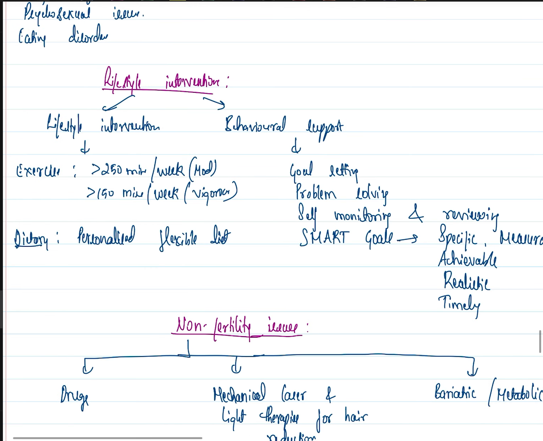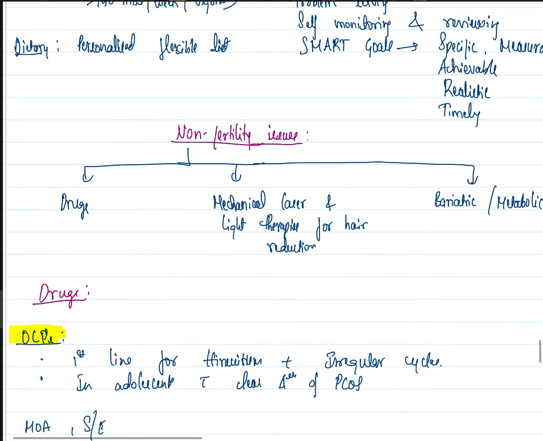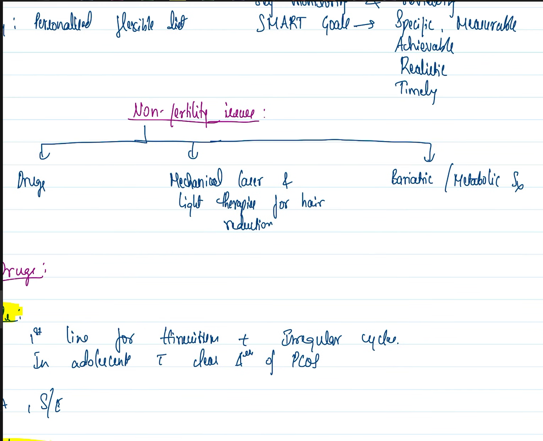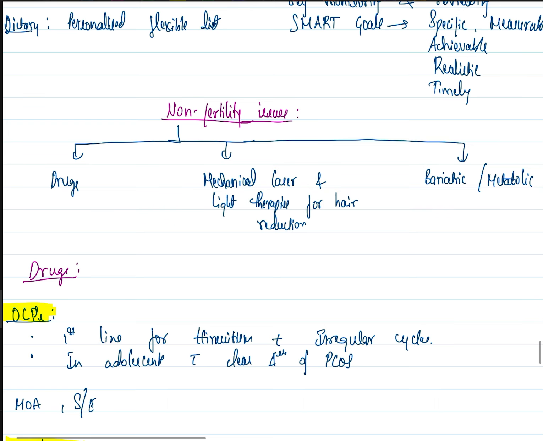You have to intervene in their day to day activity and tell them this has to be done, this has to be stopped. If you're not doing this, then there's no point of us giving any other treatment. This is how you have to tell them strictly. For other non-fertility issues, we can give drugs for hyperandrogenic features, hirsutism, mechanical, laser, and light therapies for hair reduction. And for obesity, we can go for bariatric or metabolic surgery, which is done very rarely.